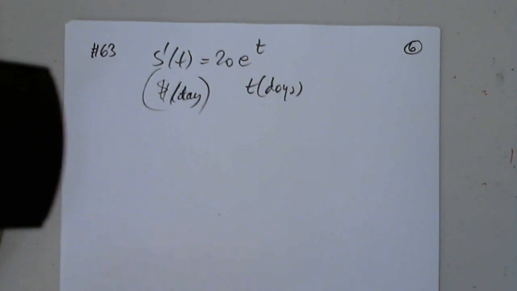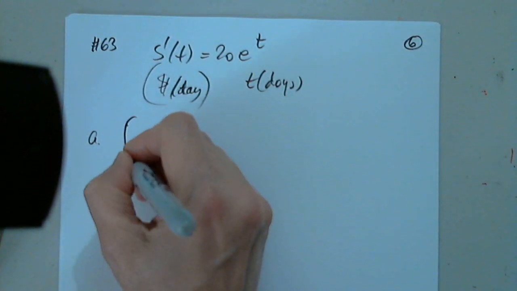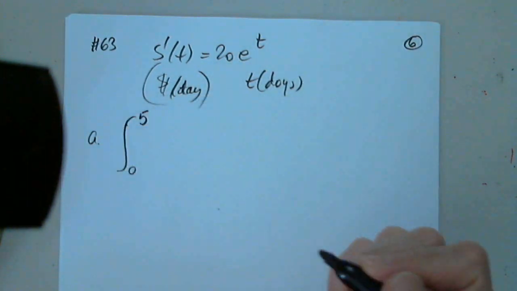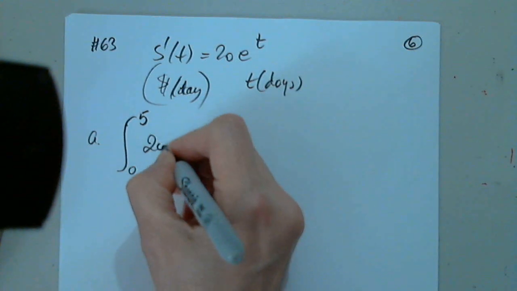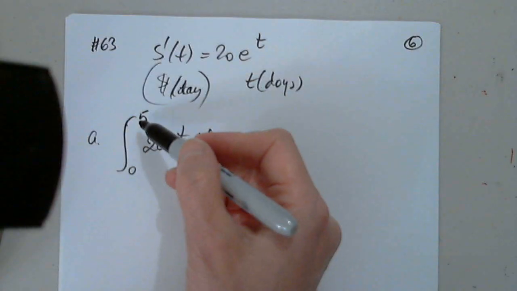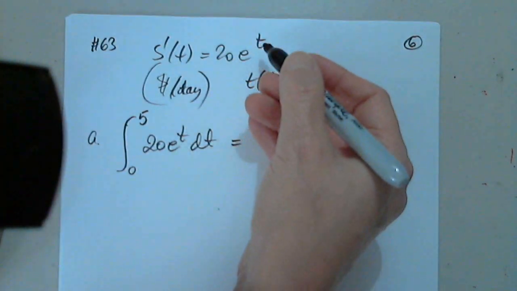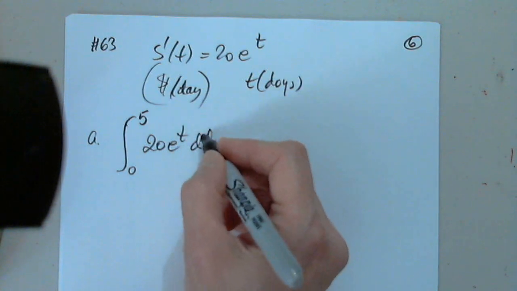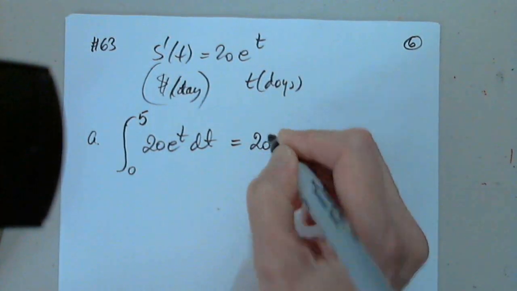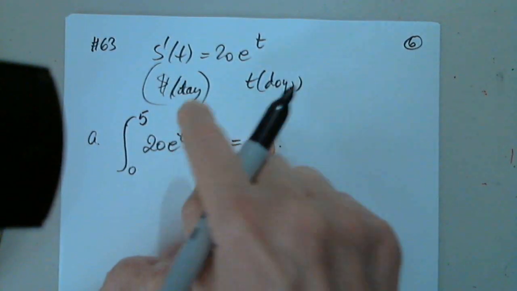Okay, so that would be nothing else but the integral, first 5 days, from 0 to 5, of 20e to t dt. Remember, the symbol requires dt. Why dt? Because the function has t in it. Otherwise, if it had x, I would have written dx. 20 stays outside, waiting patiently. Which function has derivative e to t?